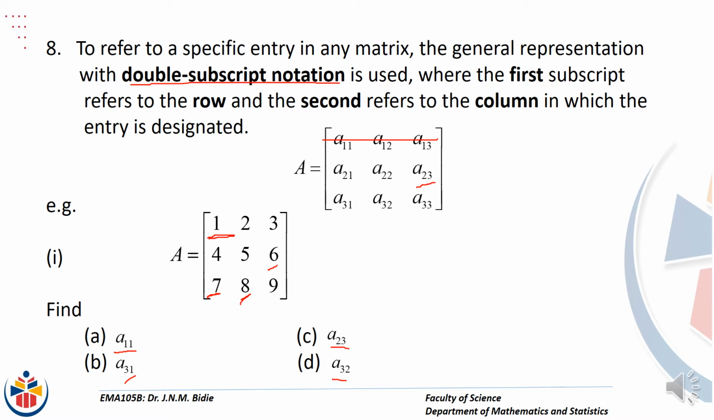A23 is equal to 6. A31 is equal to 7. And A11 is equal to 1. So the double subscript notation always helps us to designate a particular entry in a matrix.